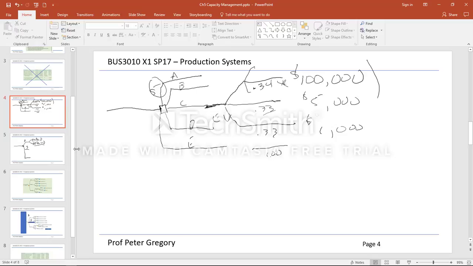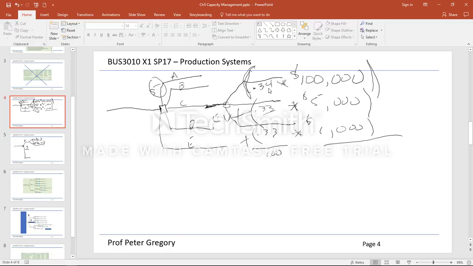So we have the probability times the outcome, 0.34 times $100,000, okay? Plus, I'm going to put a big plus here, times 33% times the 5,000, plus 33% times the 1,000, okay? And we're going to add all of that up, and we're going to see what the expected value of this event happens. If we make decision C, excuse me, what is the expected value of the outcome?